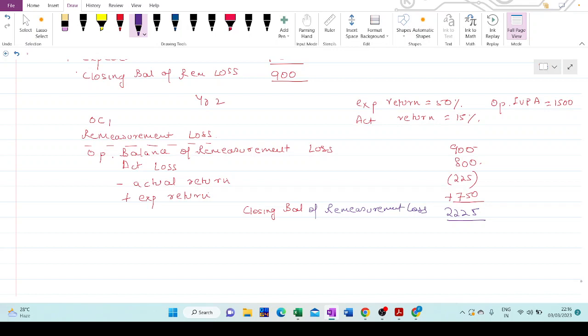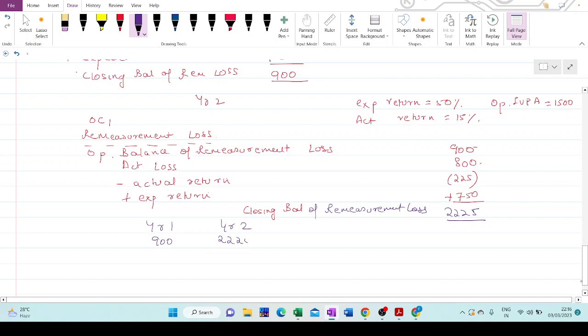Good, sir. At the end of year 1, my remeasurement loss was 900. At the end of year 2, my remeasurement loss is 2225. Why has this happened? Because my expected return is unrealistically high, and if my expected return is unrealistically high, then my actual return would always be less than my expected return, and this would cause the remeasurement loss to grow and grow, right? Okay.